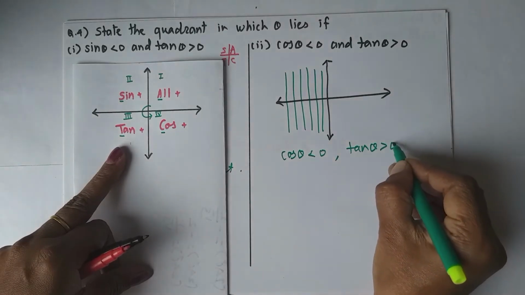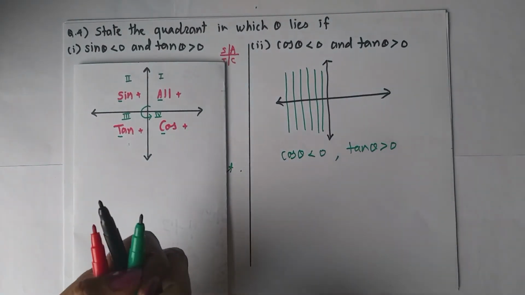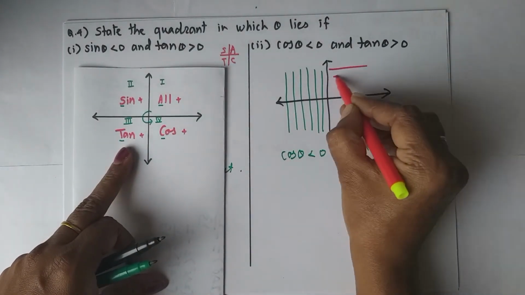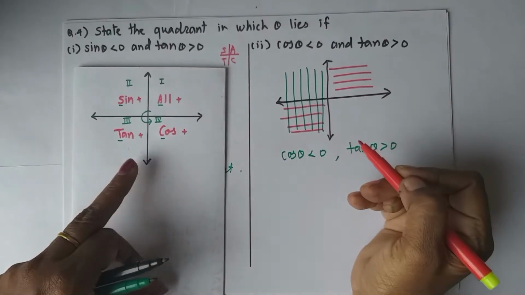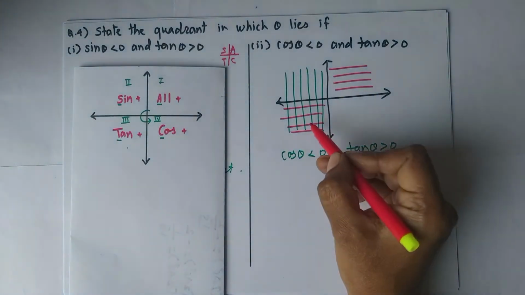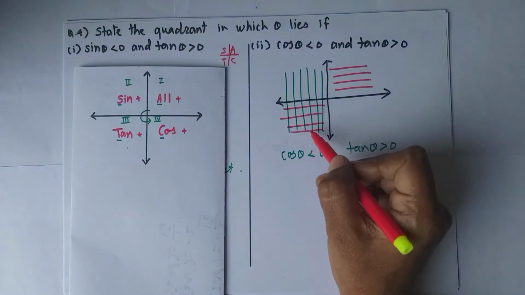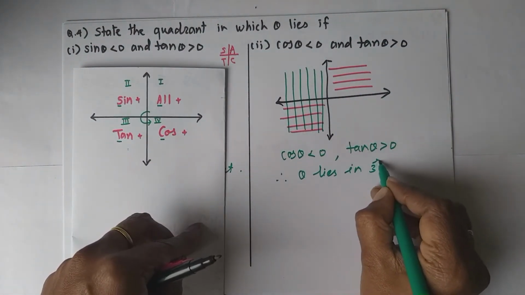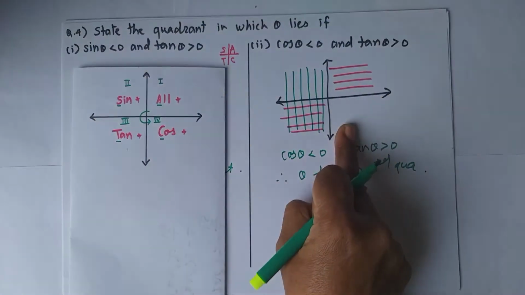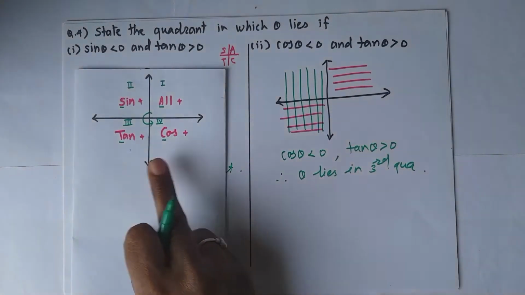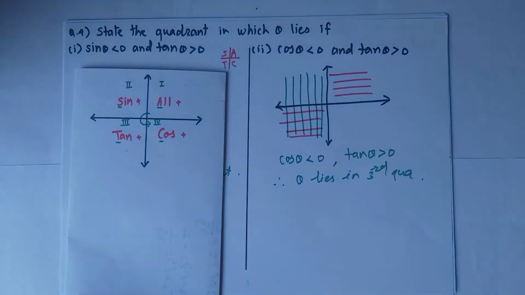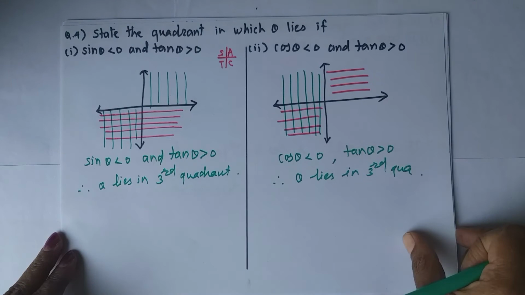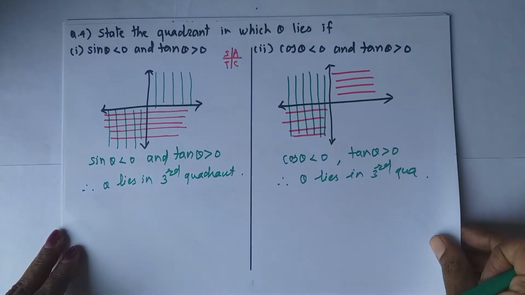Now what is the next function? Tan theta greater than 0 means tan theta is positive. Where is tan theta positive? Tan theta is positive in the first and third quadrant. You shade this region. Now what is the common region to both these functions? Where the red and green lines meet is the third quadrant. Therefore you write down theta lies in the third quadrant. In this way, if you draw the rough diagram and know this concept, it is very easy to determine the quadrant where theta lies. Okay students, isn't it easy? Are you enjoying the mathematics? Then let's see the next problem.